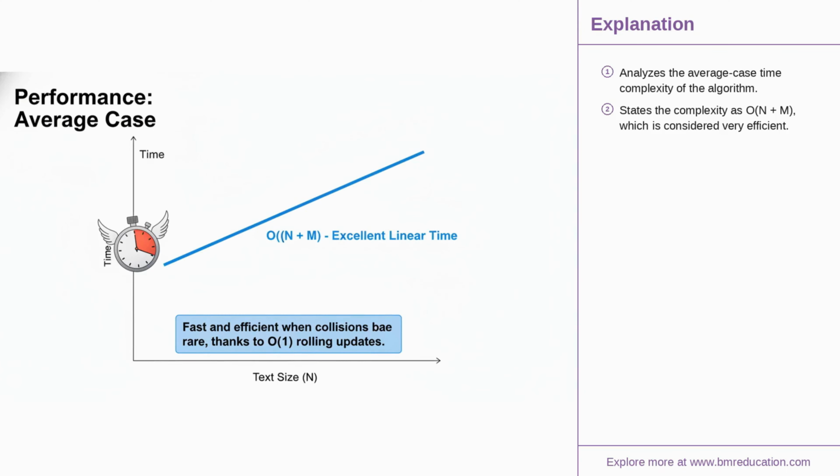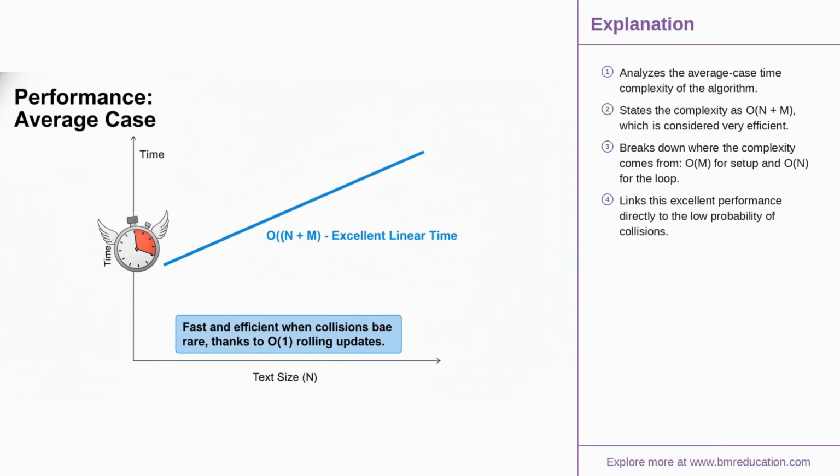So how fast is it? In the average and best cases, where a good hash function causes very few collisions, Rabin Karp is extremely efficient. It achieves a linear time complexity of O(n + m), where n is the text length and m is the pattern length. The initial hash calculations take O(m), and the loop runs about n times, with each roll and compare taking O(1) time.